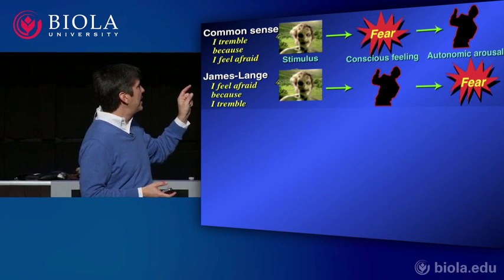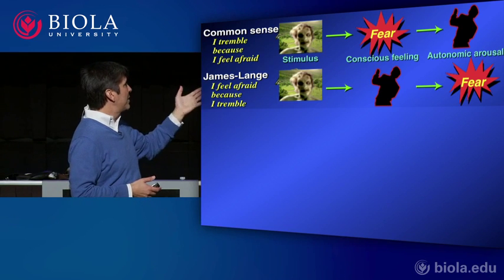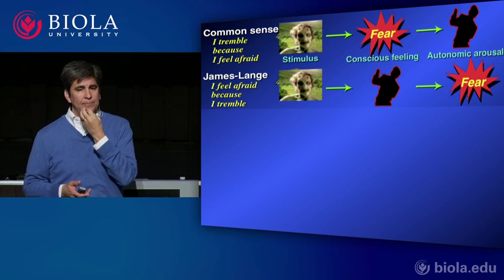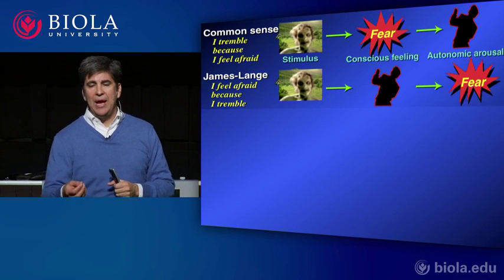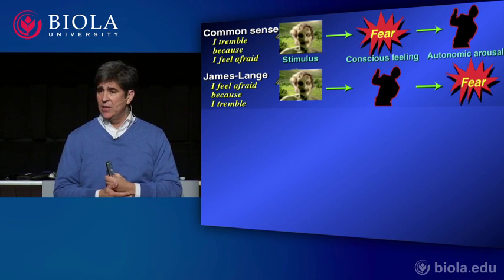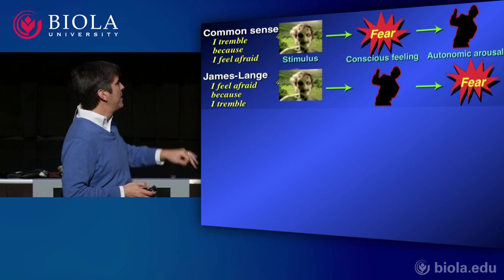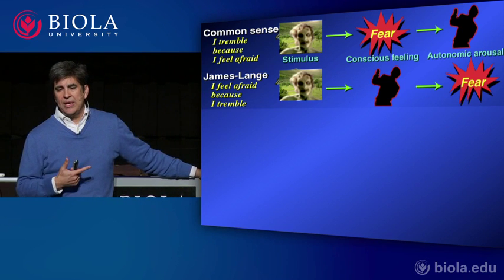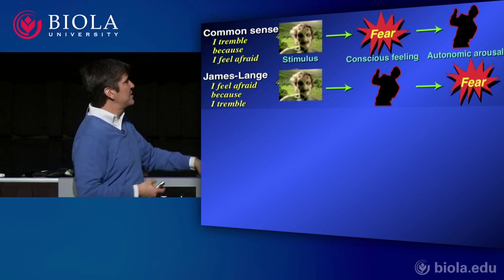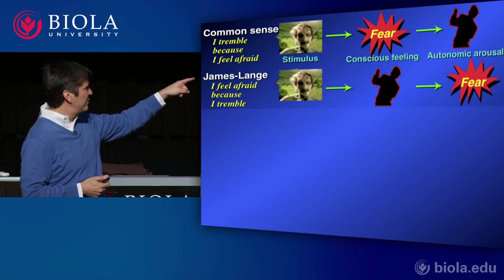James and Lange said, actually, the reason a person screams is because they were trembling or screaming. In other words, the reason they feel fear is because they trembled or screamed. So they reversed it. This theory, the James-Lange theory that reversed this, lasted for just a little while. There was some research that's shown it's probably not this way.